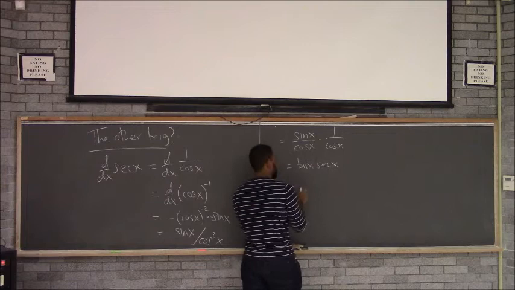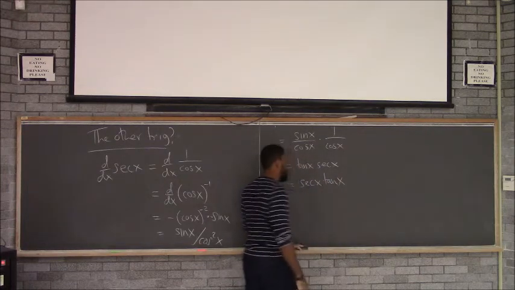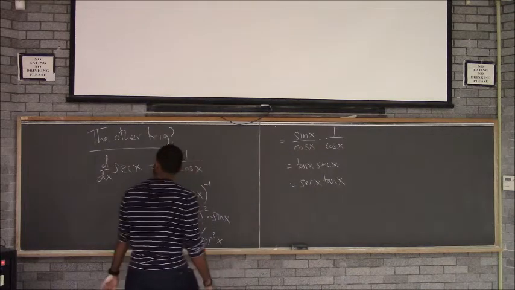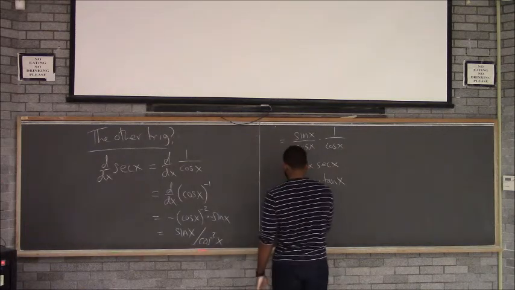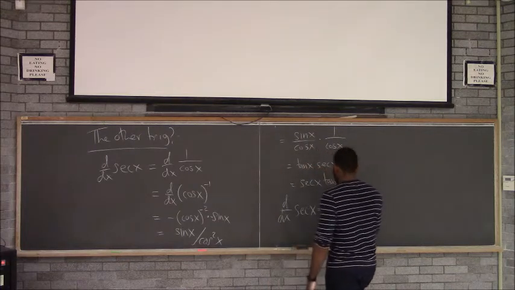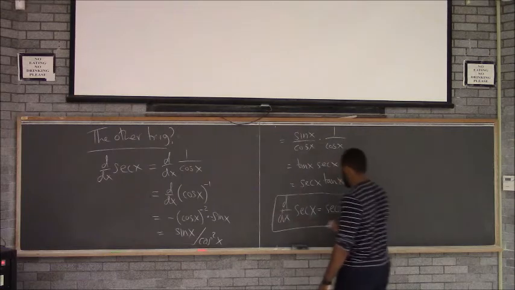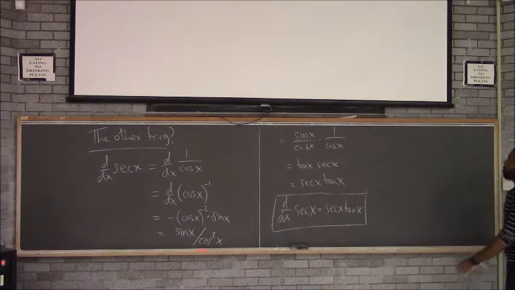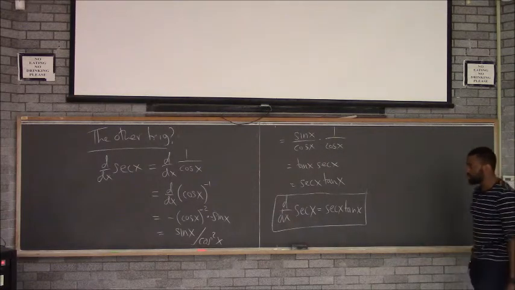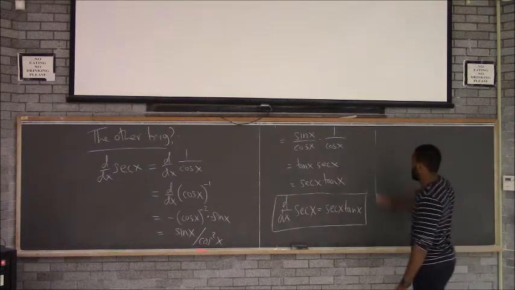For some reason, probably due to a mnemonic, people always remember it the other way, secant tangent. So this is also something we know now. The derivative of secant of x is secant x tangent x. Of course, there's a chain rule version. The derivative of secant of u is u prime times secant u tangent u.